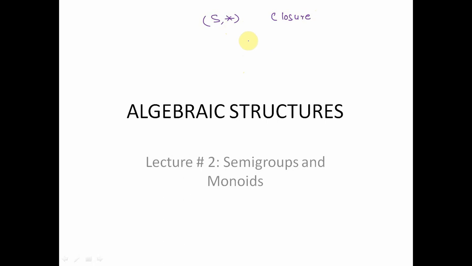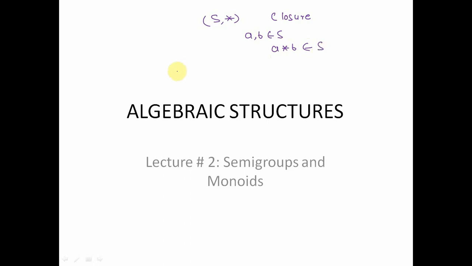What do we mean by the closure property? We say that if there are two elements A and B belonging to the set S, then the result of the binary operation performed on these two elements must also belong to the set S. There were two other properties that we talked about: one was the commutative property and one was the associative property.